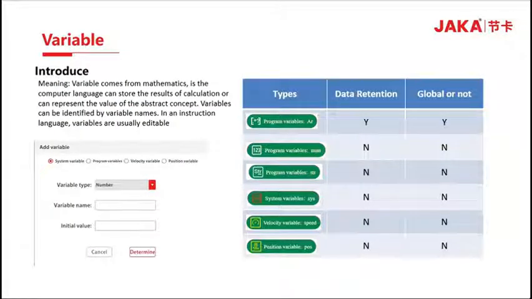The concept of variable comes from mathematics, which is an abstract concept in computer language that can store calculation results or represent values. Variables can be accessed by variable names. In an instruction language, variables are usually mutable.